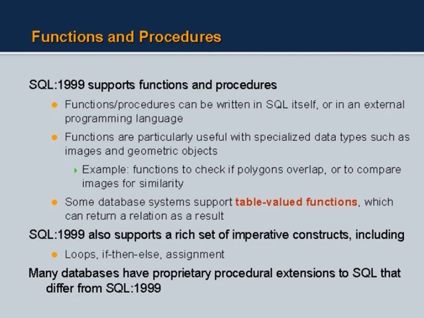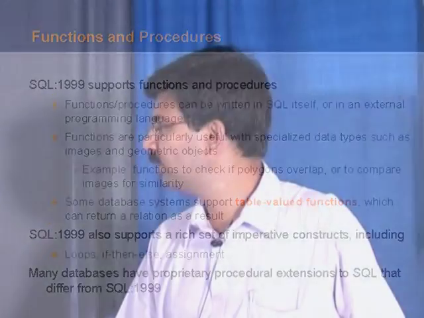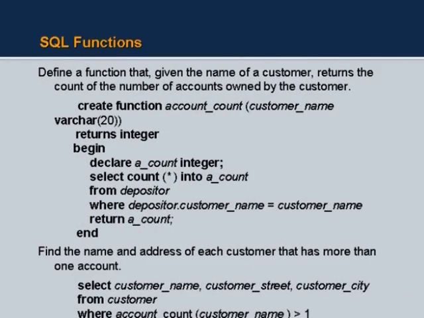So what was required to do all this? First of all, you had to define procedures and functions in SQL. And then you had to define loops, if-then-else, assignment, and all the usual programming language constructs. OK, so here is a function which you will also be using in the lab. This is create function, account count, takes a customer name, and it does the following. Select count star into account from depositor, where depositor.customer name equal to customer.customer name. So what is this doing? Declared this as an integer.